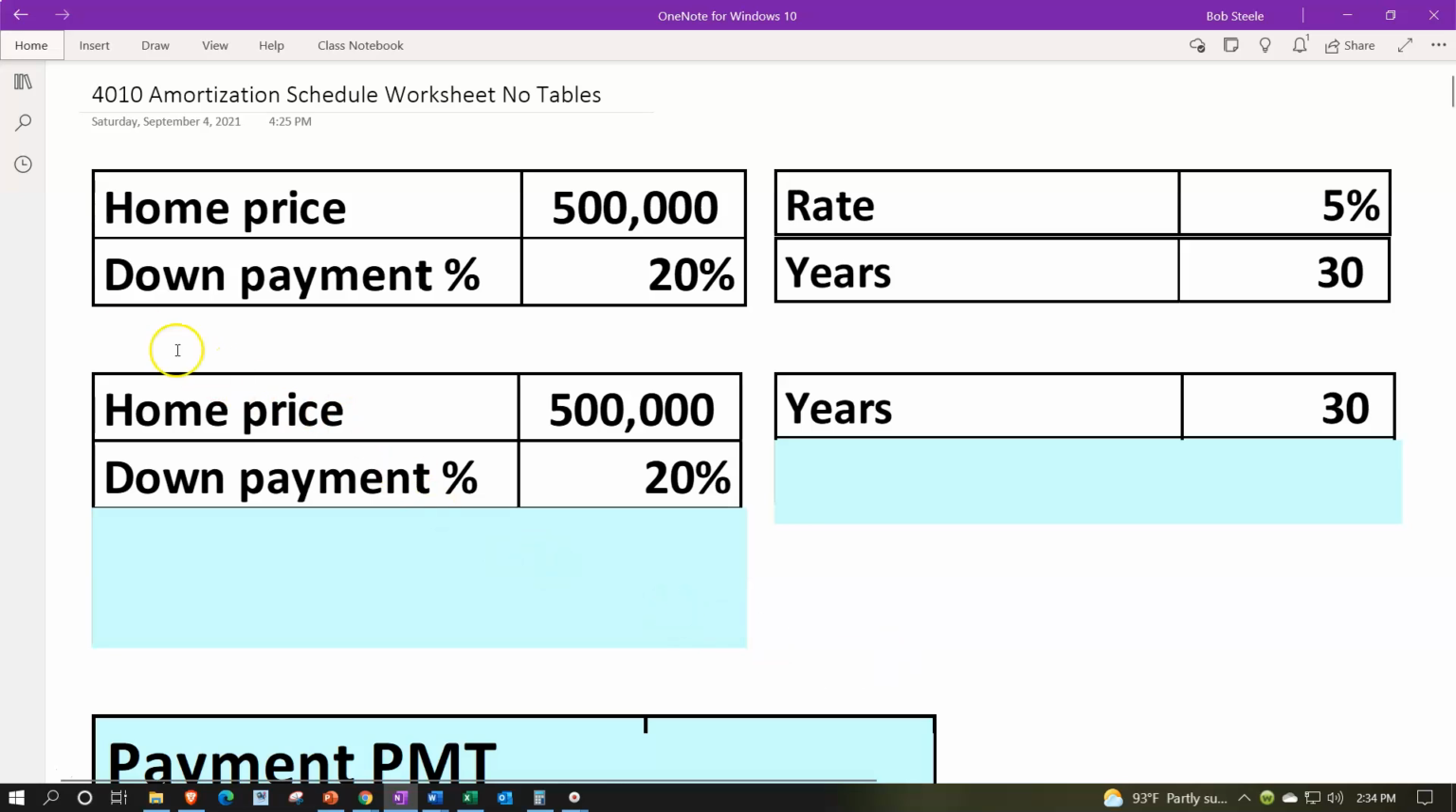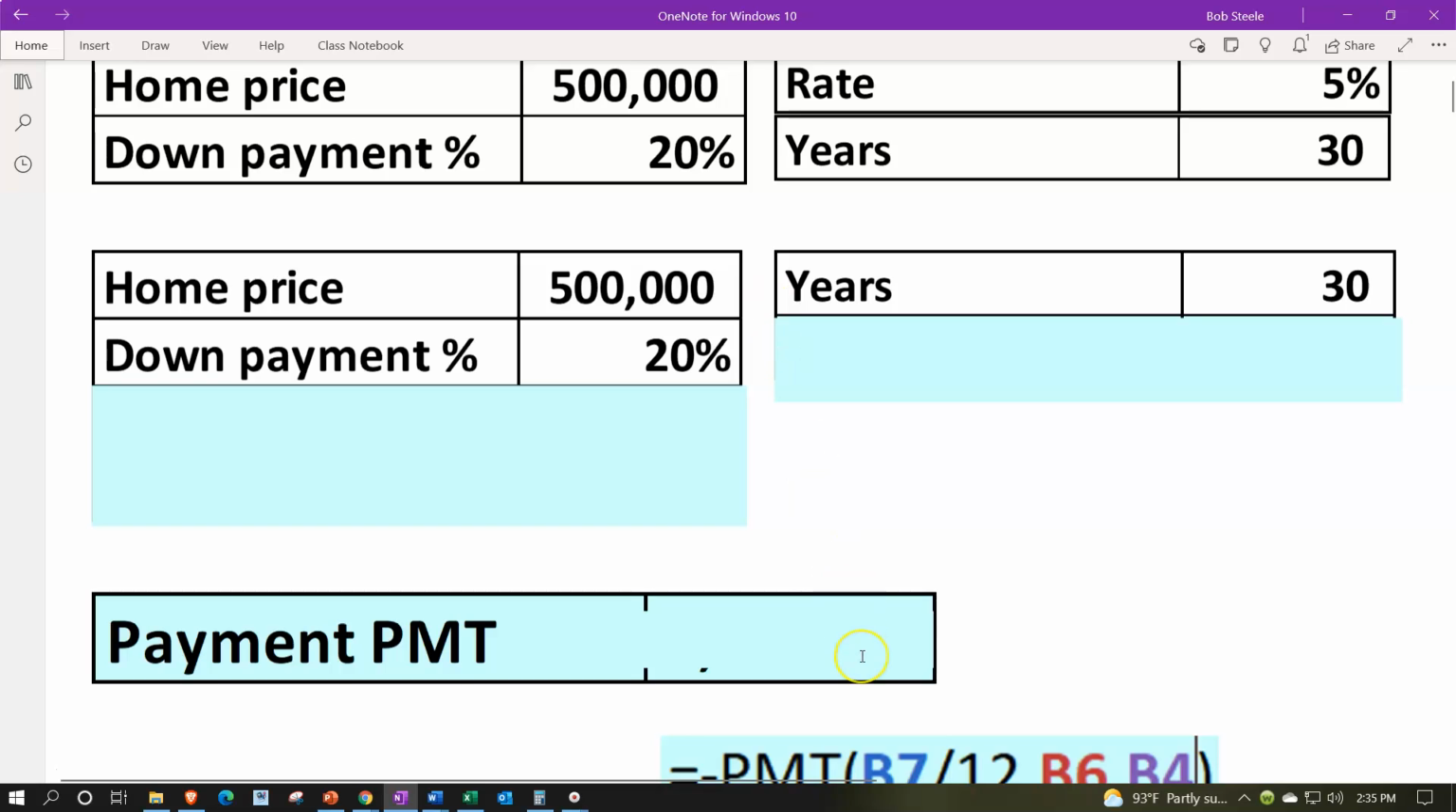So we have the information up top. We're going to assume the home value or the home price is going to be $500,000. The down payment is going to be 20%. We're going to assume then the rate at 5% and the years at 30. So given that information, the first thing that we would typically need to be calculating is the payment amount. That's going to be the general idea of what we would have.